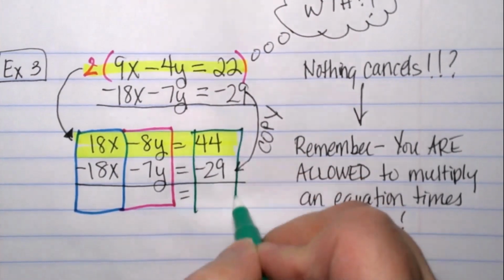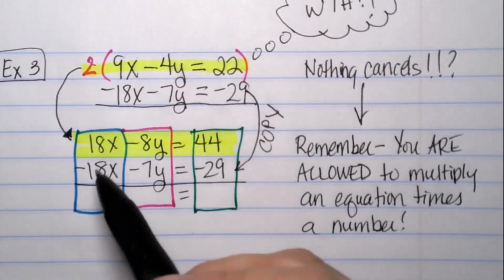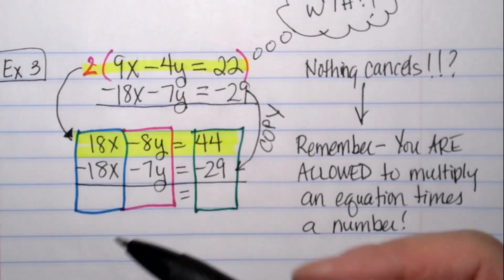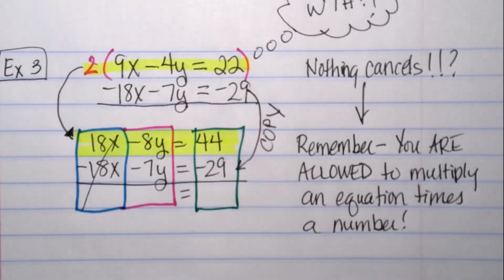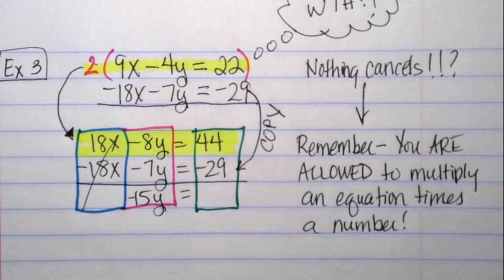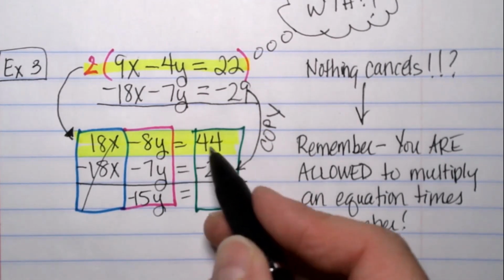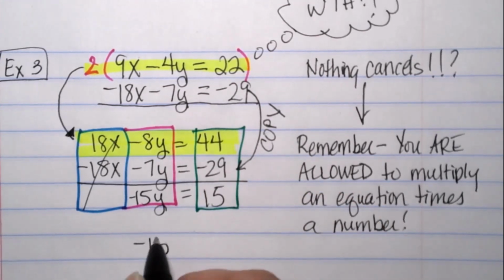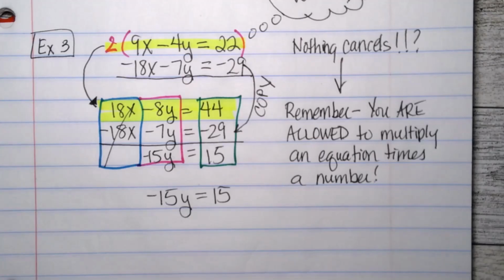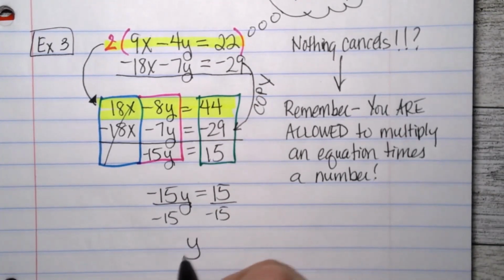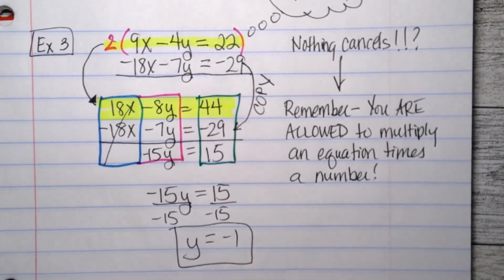So now we're going to do what we've been doing. The 18 x's are going to cancel, and that's not surprising. We engineered this to be this way. Boom. Negative 15y, and then positive 44 and a minus 29 is going to be a 15. So my little equation is now negative 15y equals 15. Now we're going to divide by negative 15. Y equals negative 1. We're halfway there. But that was the hardest part.